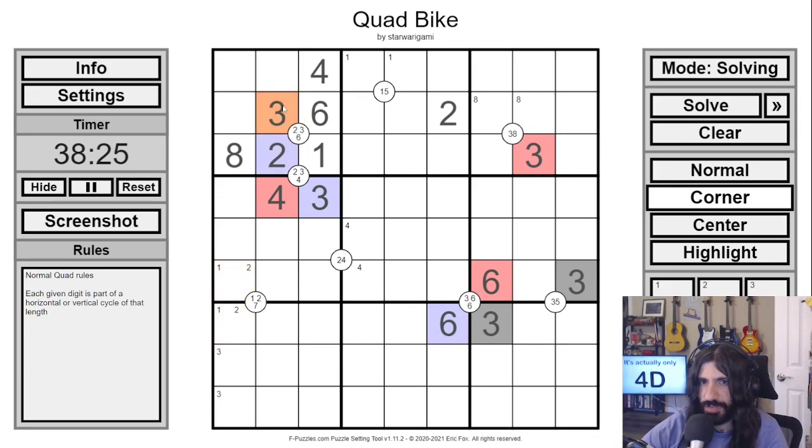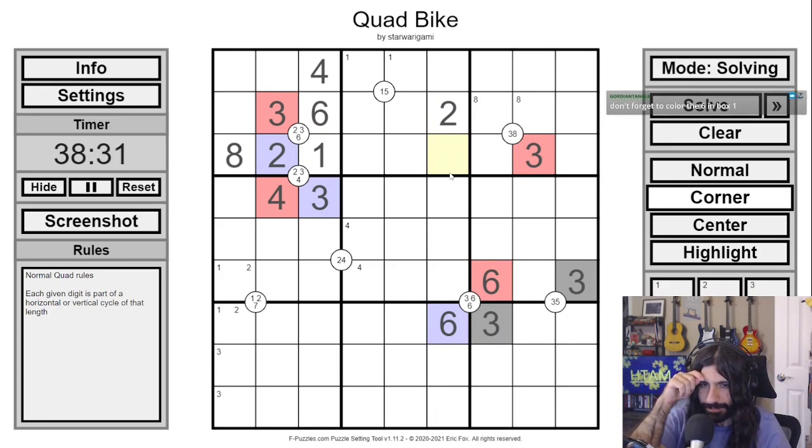So this is already fulfilled. And this is also fulfilled. That means that there has to be a 7 here, right? One of these is a 7. Don't forget to color the 6 in box 1. Good call, good call.